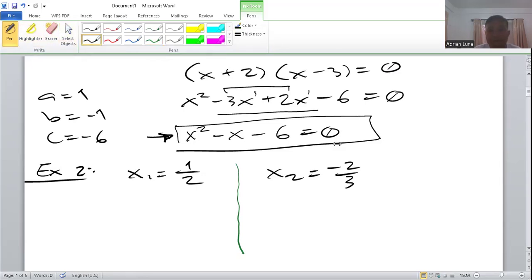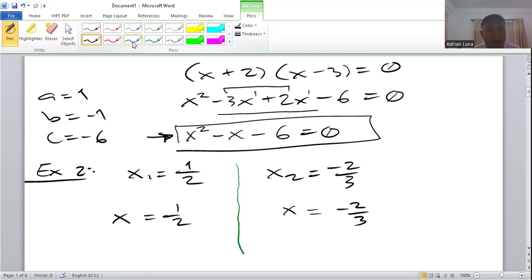And first step is remove the subscript. So ayan, x is equal to 1/2, x is equal to -2/3. So pagka mga ganito, whole numbers, integers, fractions, we're going to simply use yung manipulation technique natin gamit yung mga properties of equality.